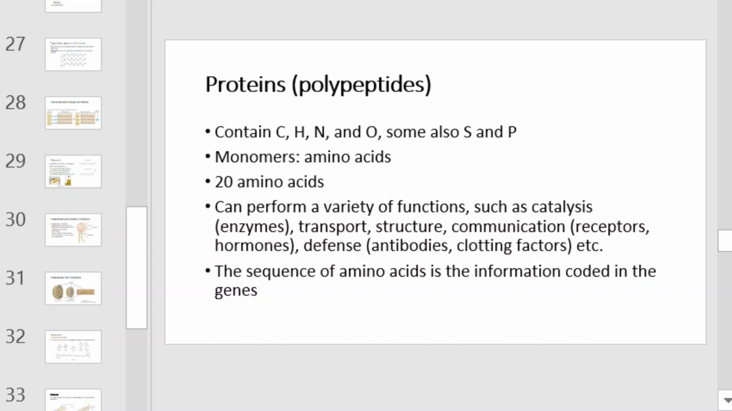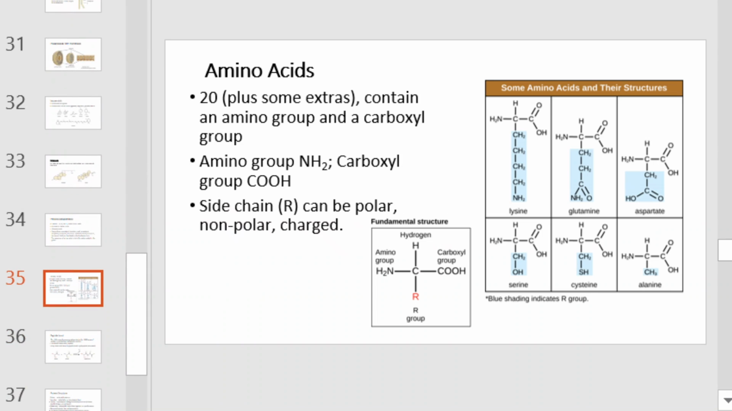Proteins can perform a variety of functions. They can act as a catalyst or enzyme. They can be transport molecules, structural components. They can be used in communication. They can be receptors for hormones. They can also be used for defense. Antibodies and clotting factors are also proteins. The sequence of amino acids is the information coded in the genes and determines the behavior and structural form of the protein.